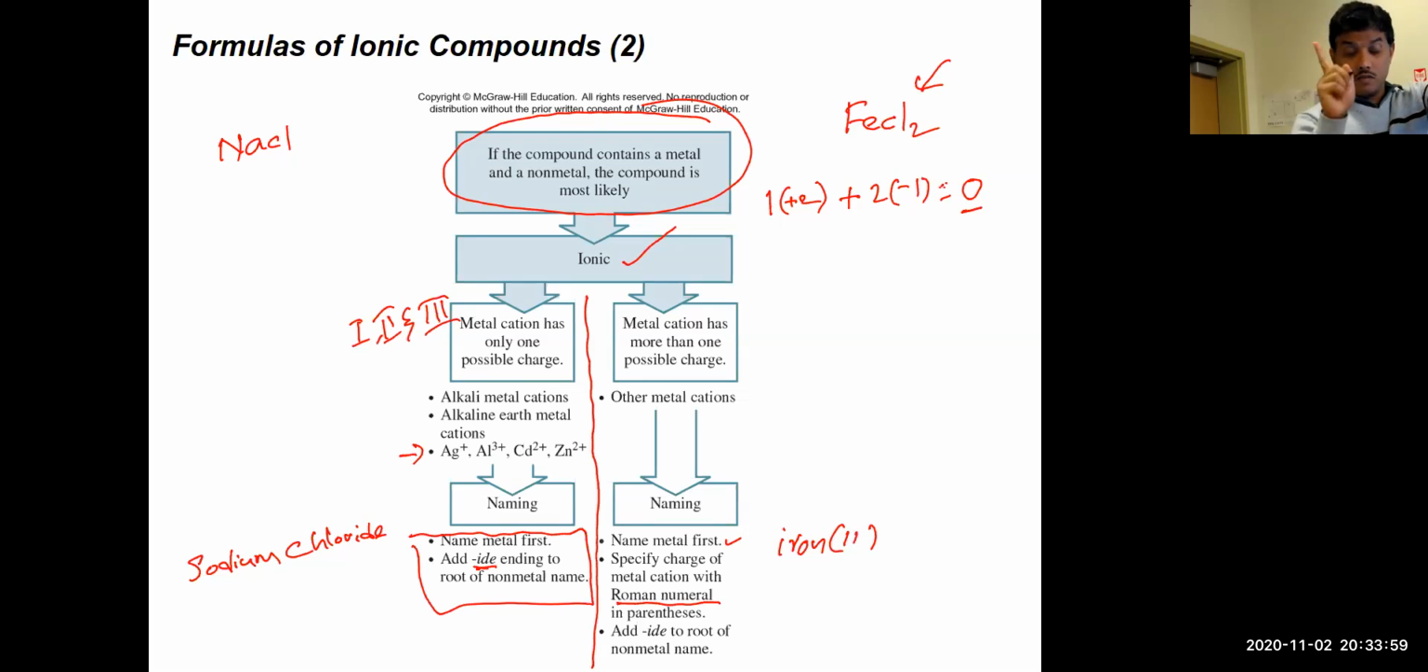Now this is important. It doesn't matter how many chlorines or how many non-metals you have. You just name it in the "ide" fashion, as 1. So even though you have 2 chlorines, you still name the Cl2 as just chloride. Because it is redundant to say that you have 2 chlorines. It's just confusing. This Roman numeral 2 is going to take care of that. Oh, there are 2 chlorines, that's why Fe has +2 charge. Okay. Let me use another example.